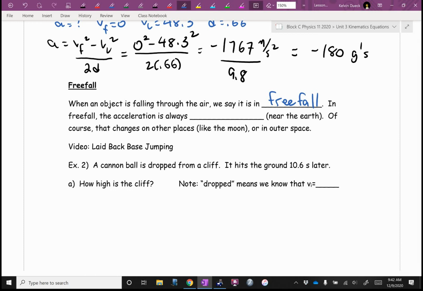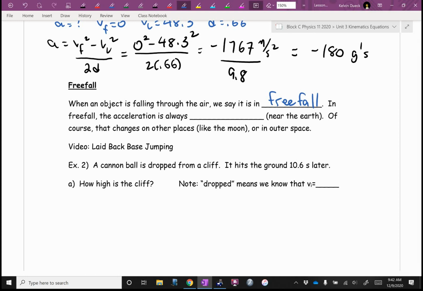What we really mean by freefall is the only force acting on it is gravity. So on the way up, the only force acting on the ball was gravity. That's why it slowed down. On the way down, the only force acting on the ball was gravity. That's why it sped up. If we ignore air resistance, which we're going to do.